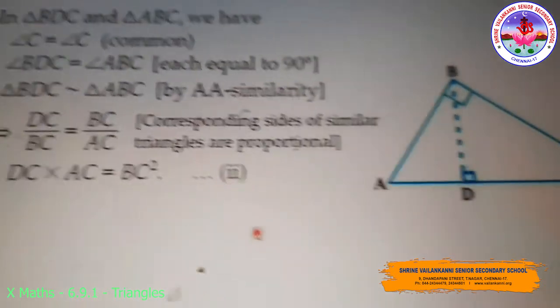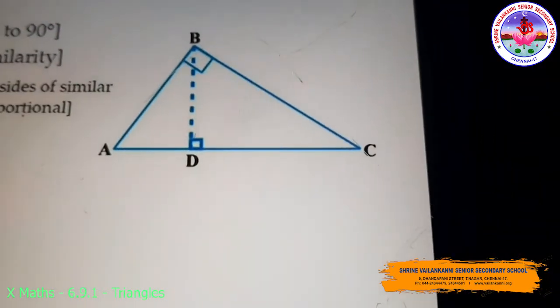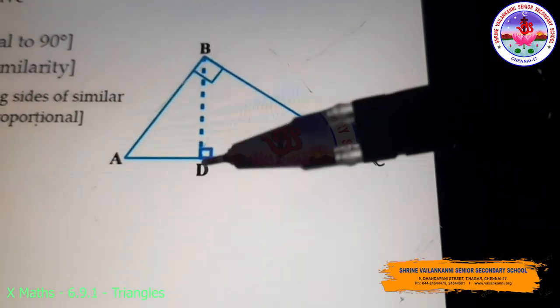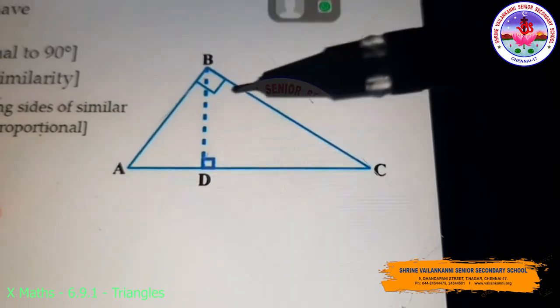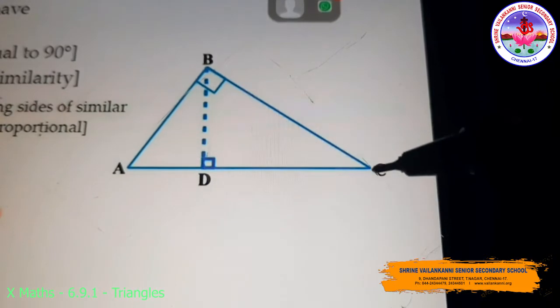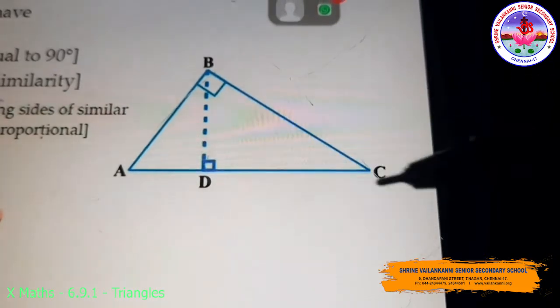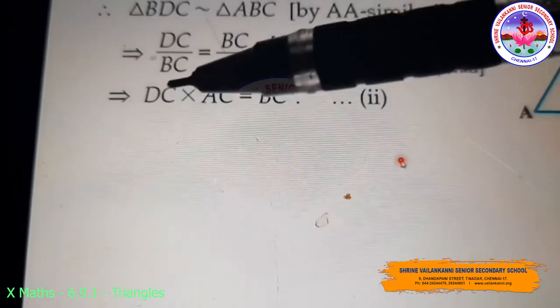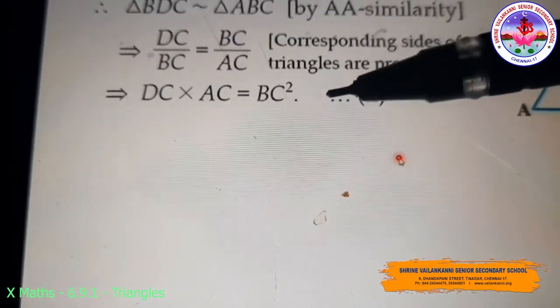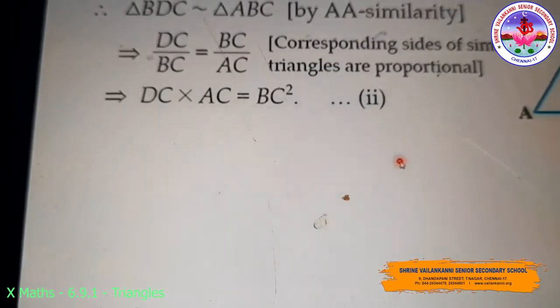So I will show the side in the figure. So DC by BC is equal to BC by AC. If we cross multiply, I will get DC into AC, which is equal to BC square, calling this as equation 2.